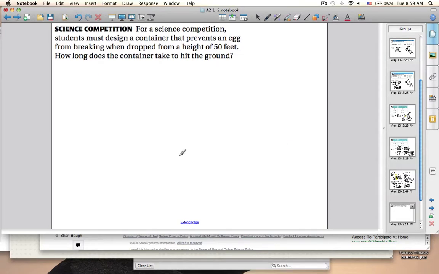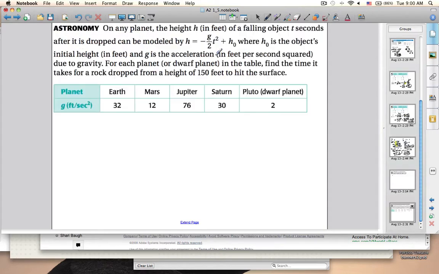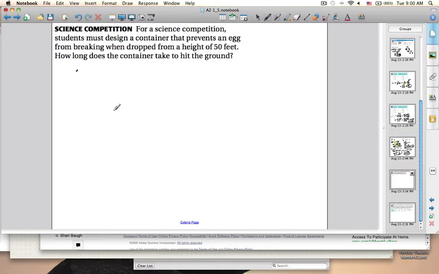Okay, here's another example. For a science competition, students must design a container that prevents an egg from breaking when dropped from a height of 50 feet. How long does the container take to hit the ground? Well, I know I had that other formula, right? I had this minus g divided by 2 t squared plus h sub 0. But because we live on Earth, we're pretty used to the idea that height is equal to our gravity divided by 2. 32 feet per second divided by 2 becomes negative 16 t squared plus h sub 0.